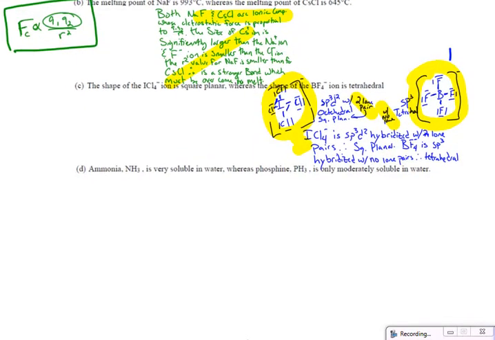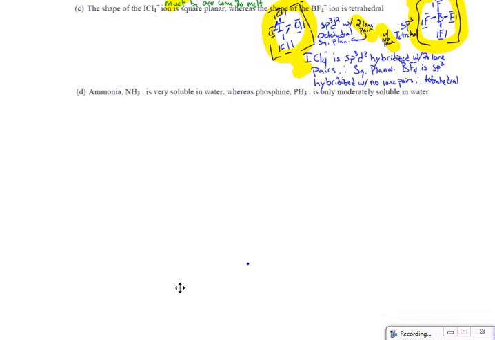All right, the last question deals with solubility. Ammonia is very soluble in water, whereas phosphine, PH3, is only moderately soluble in water. So maybe right off the bat you might go, okay, so ammonia, 5 plus 3 times 1, so I have 8 valence electrons to play with.